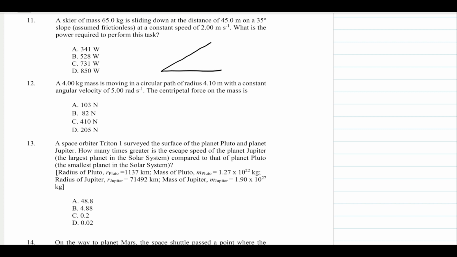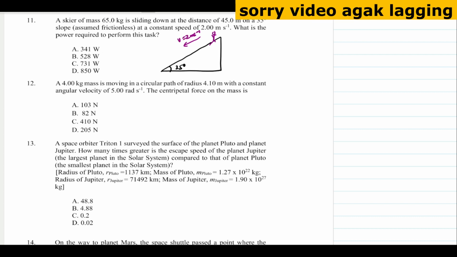So let's say this is the platform at an angle of 35 degrees. Let's say you have a skier here, and it will move in this direction, where V is equal to 2 meters per second. Let's draw the direction of the weight as downward. So apa yang menyebabkan skier ni boleh bergerak ke bawah? Dan tentunya berat dia lah. Dia boleh sliding down ke bawah sebab this is a frictionless surface.